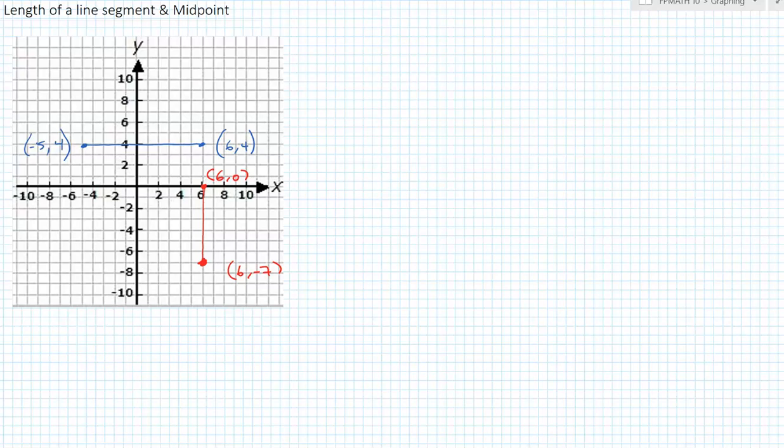Hello again. So today the new section is we want to find the length of a line segment and the midpoint of a line segment. First, what is a line segment?